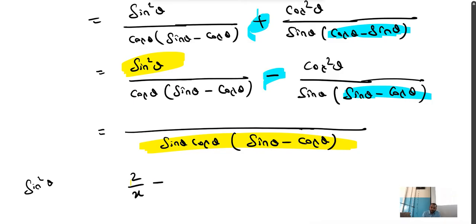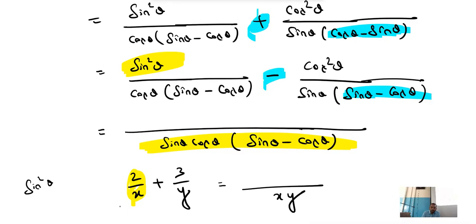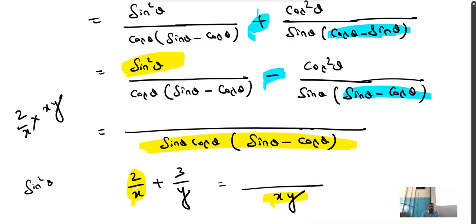If it is 2 by x plus 3 by y, so what we do? We take x and y LCM. After you take x and y, what you should do? This entire term is what? 2 by x. This 2 by x you multiply with this LCM. This entire term multiply by LCM. X gets cancelled. 2 into y, 2y. That's what you have to do.